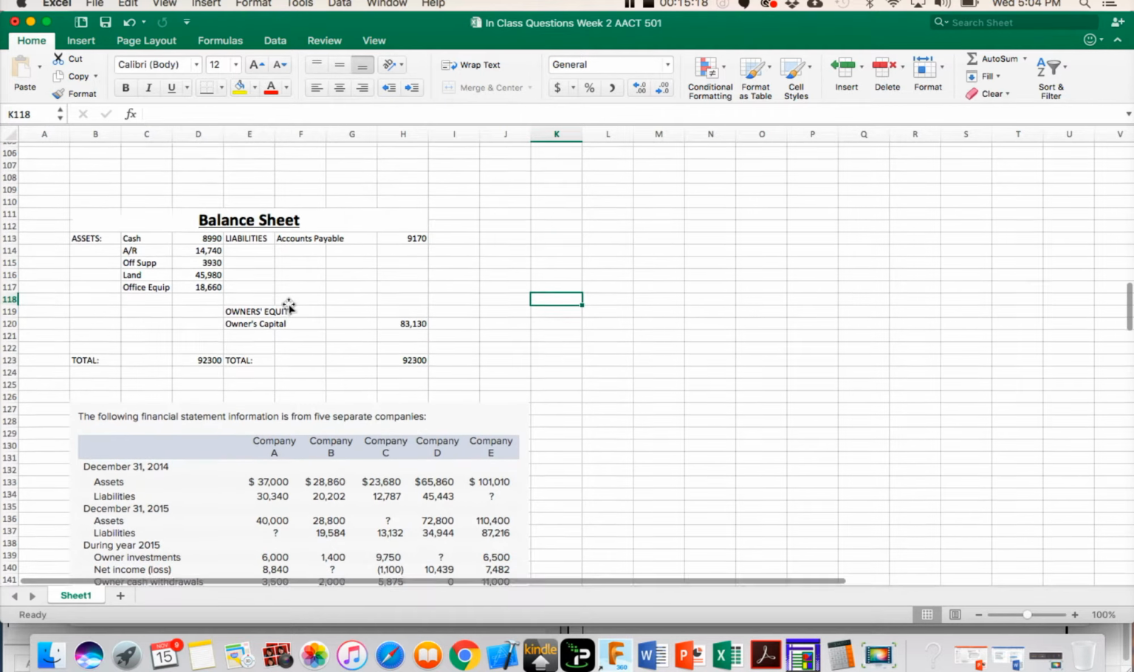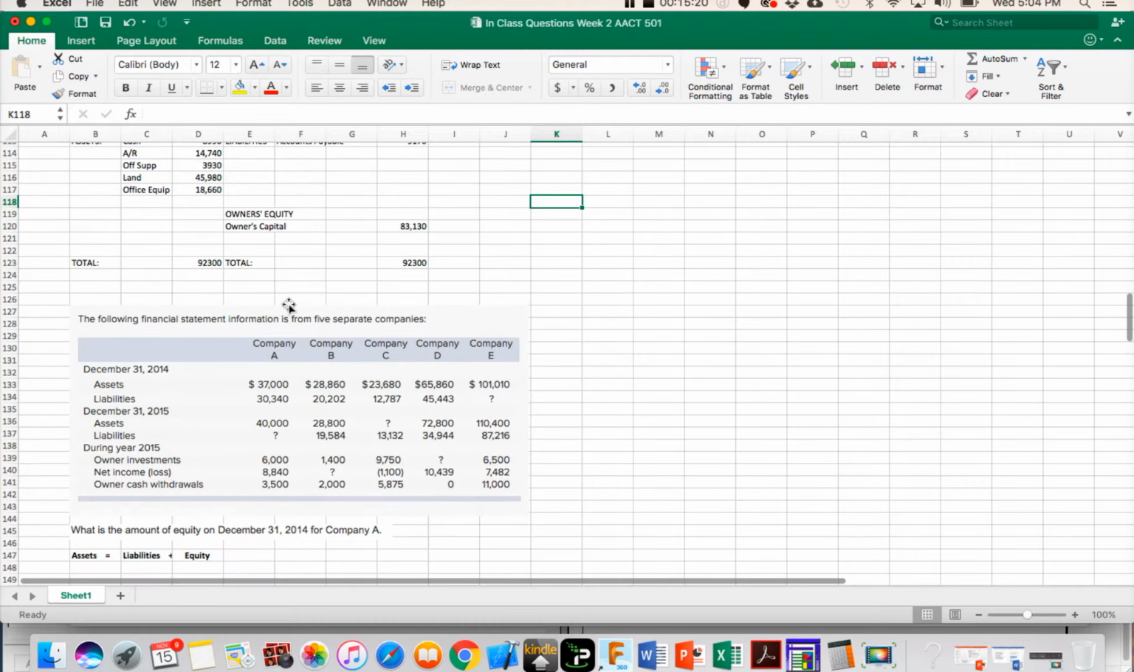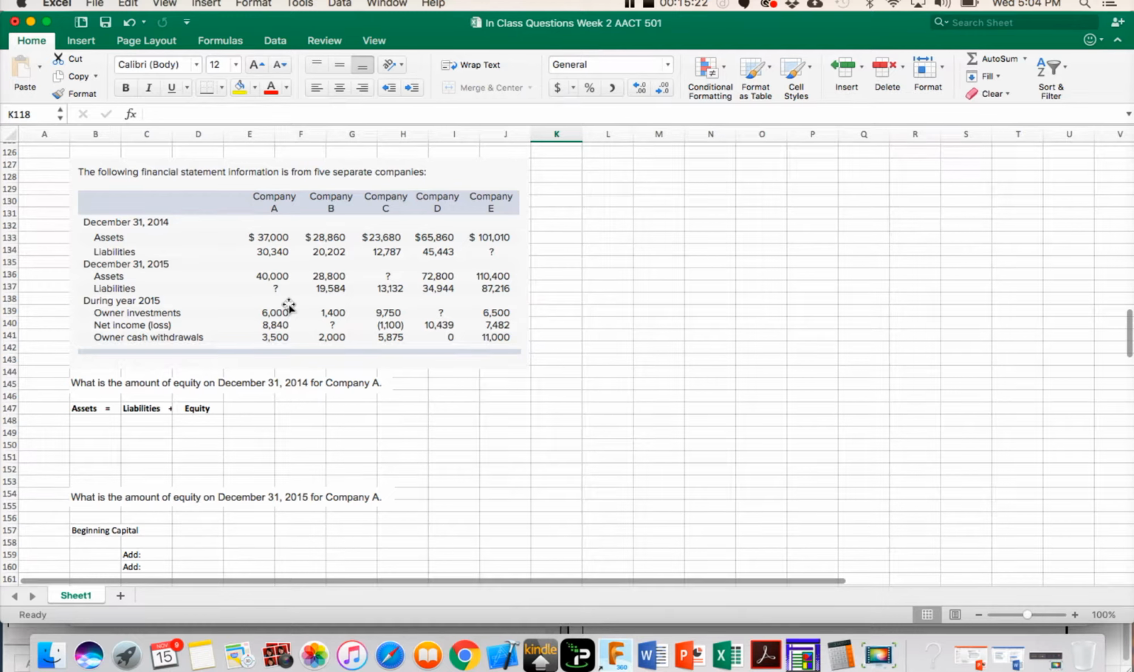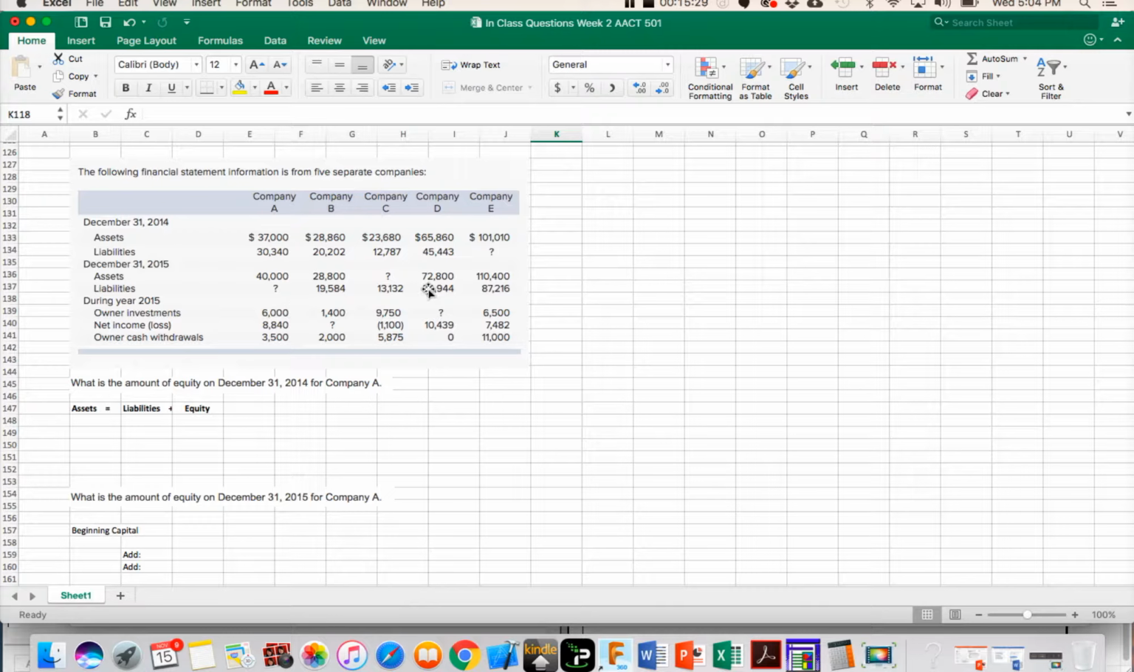All right, so this next problem, let's see here. It's going to be similar again to what we looked at already as far as determining the missing components, whether that be assets, liabilities, equity, etc., based on the basic accounting equation and our knowledge of the financial statements.